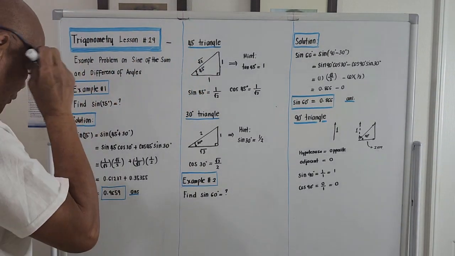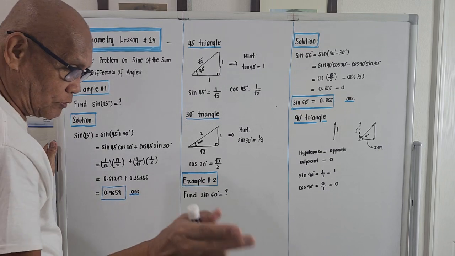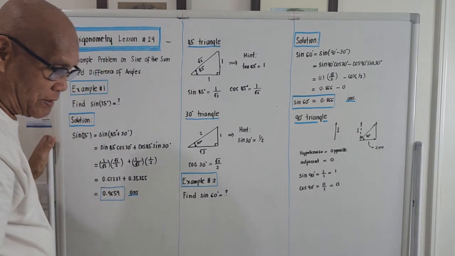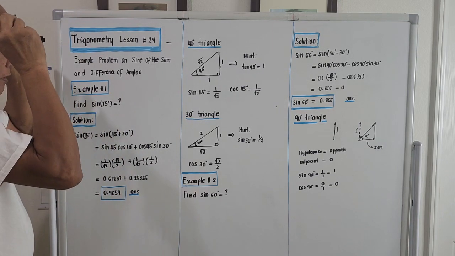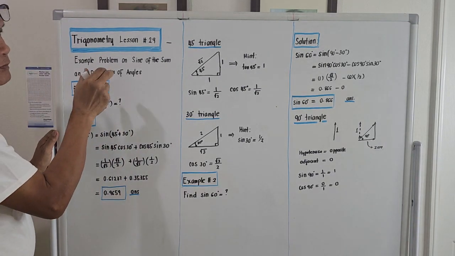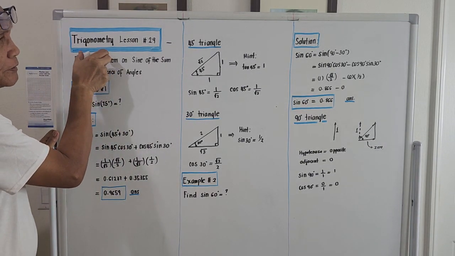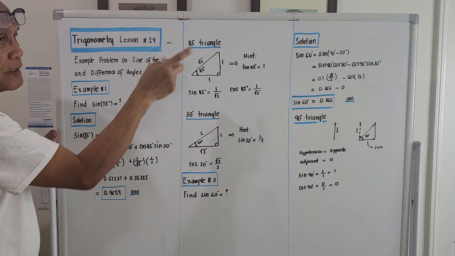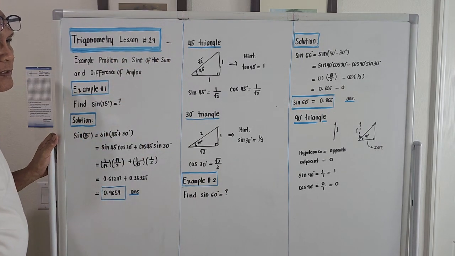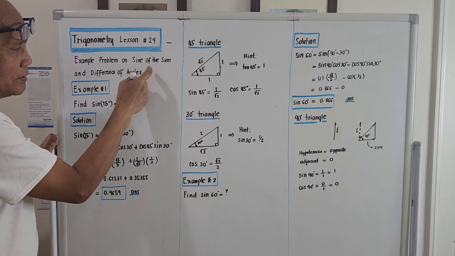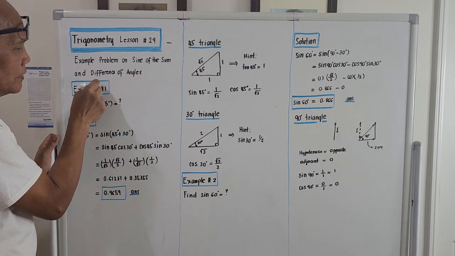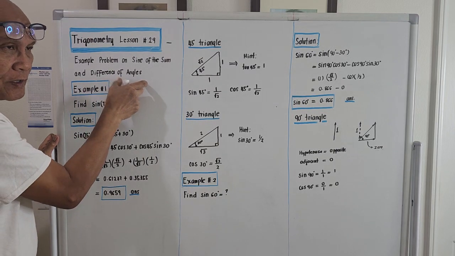The subject matter for tonight. For those of you who are following my channel on the topic trigonometry, the lesson for tonight will be trigonometry lesson number 29, and the title of the topic will be example problem on sine of the sum and difference of angles.